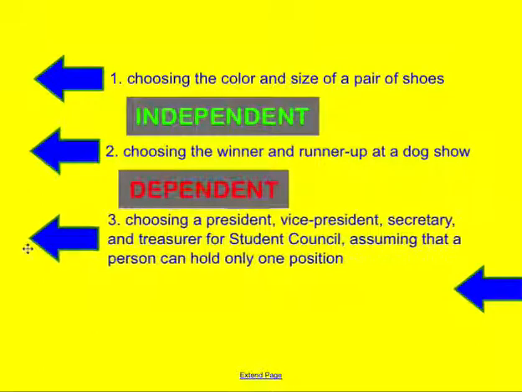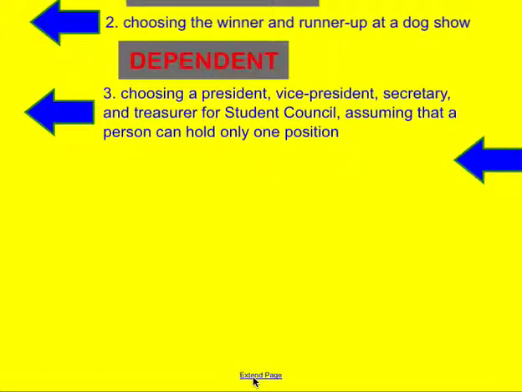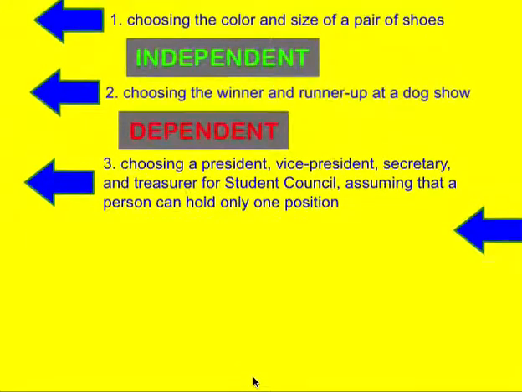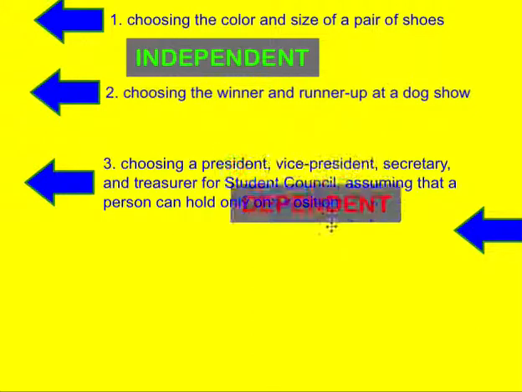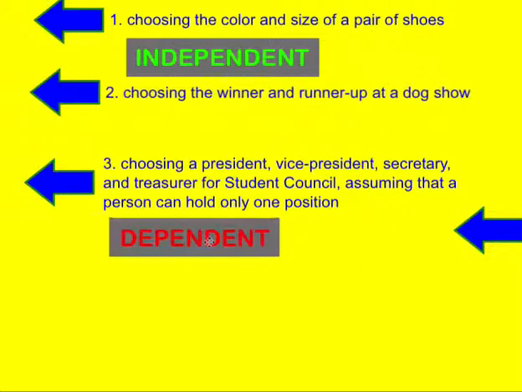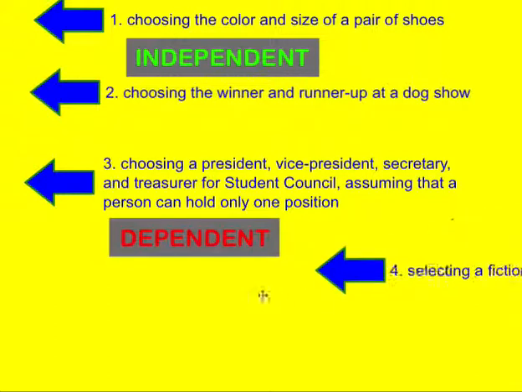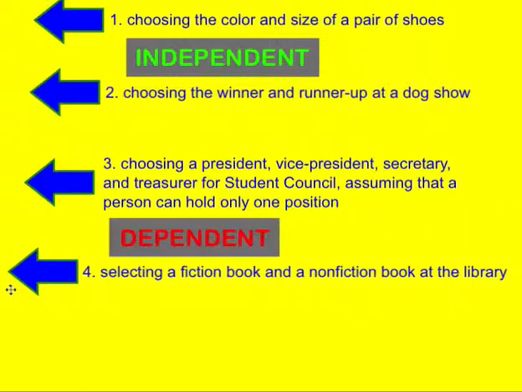Taking a look at number 3, choosing a president, vice president, secretary and treasurer for student council, assuming that each person can only hold one position. So once we choose the president, I have one less person in the running for the secretary, and so on down. So this one is dependent because you can only hold one position, and once I choose one, there's less choices there on down.